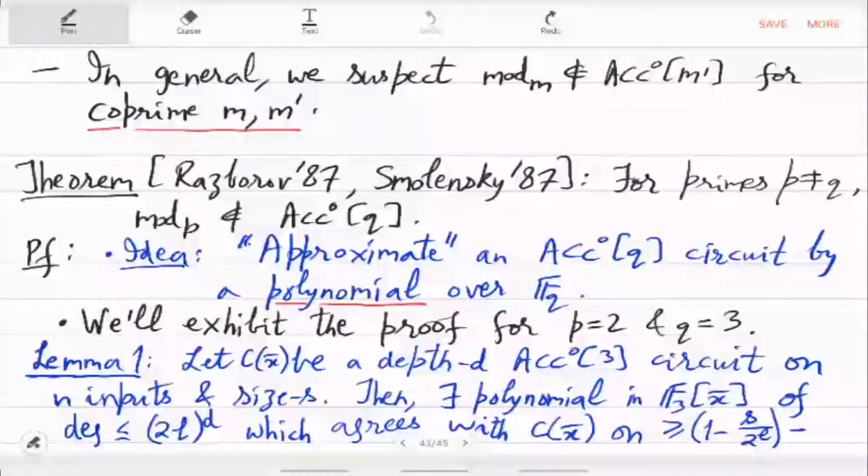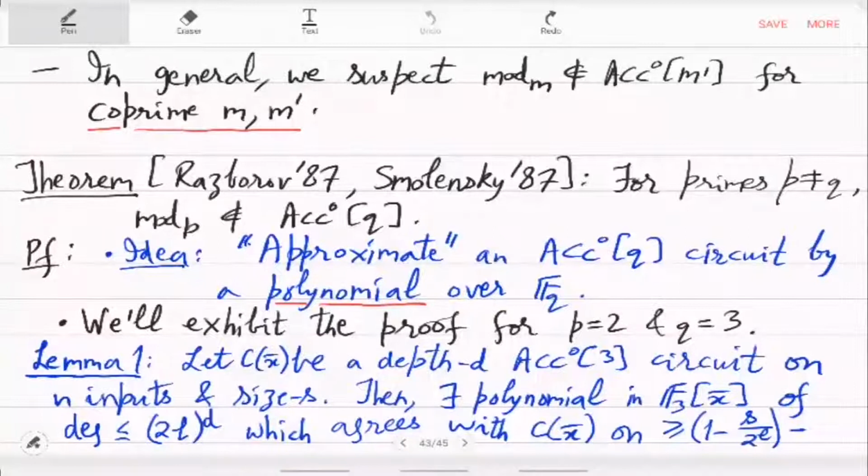We are in the middle of proving this theorem due to Razborov and Smolensky, that if p and q are different primes, say 2 and 3, then mod 2 cannot be computed using mod 3 in a constant depth Boolean circuit. So we break up the proof into two lemmas.